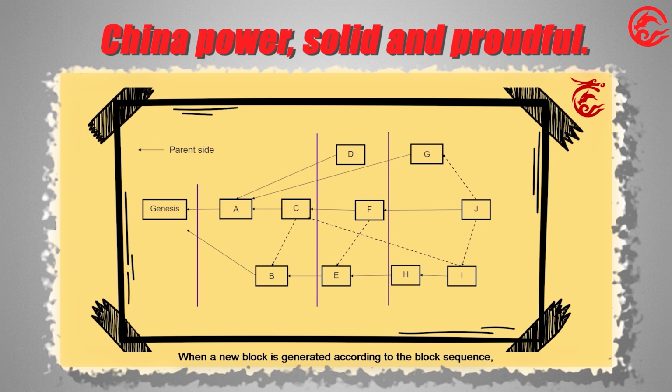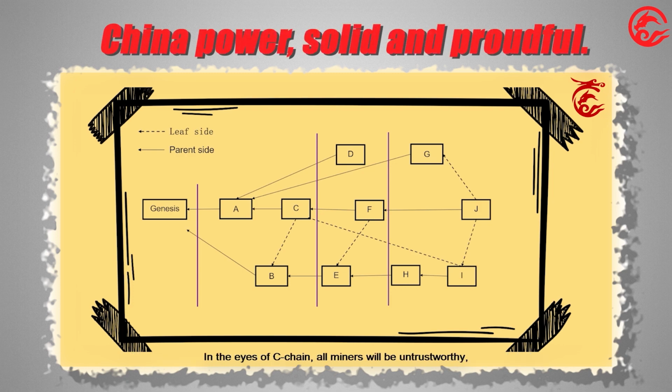When a new block is generated according to the block sequence, the new block is not only connected to the parent block but also linked to the next new block. The link between the next new block and the new block is called a leaf side. The addition of the leaf side completes the transformation from blockchain to block graph. The blockchain has risen to a new dimension.